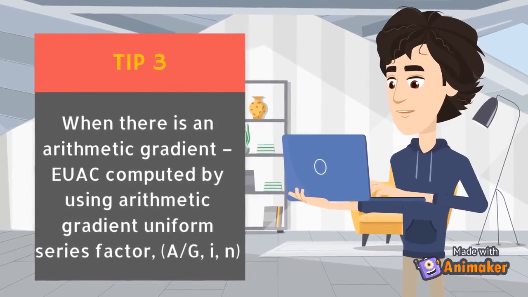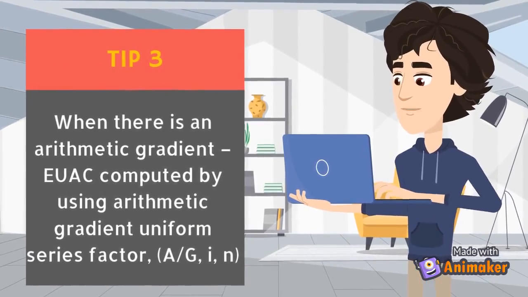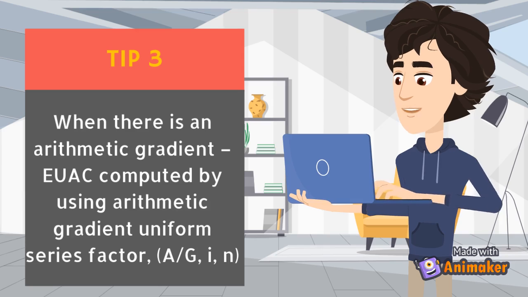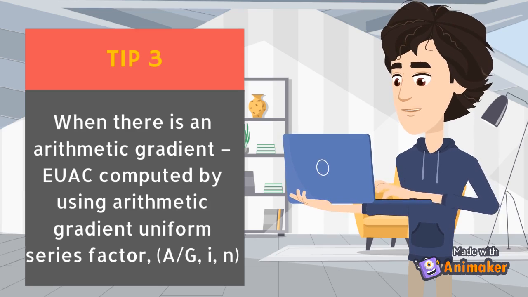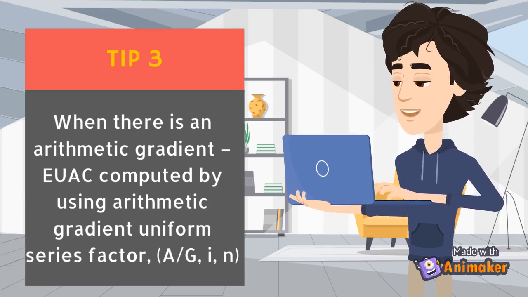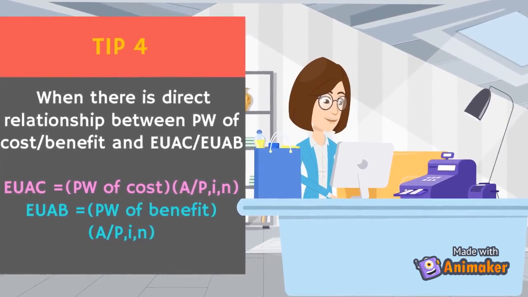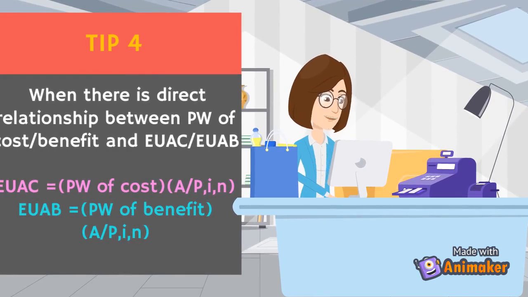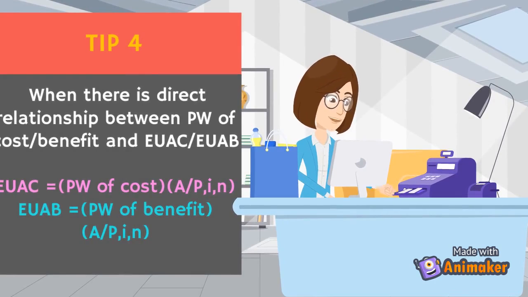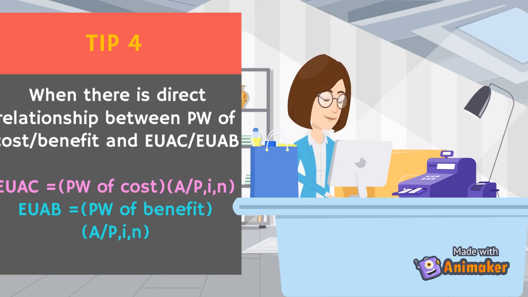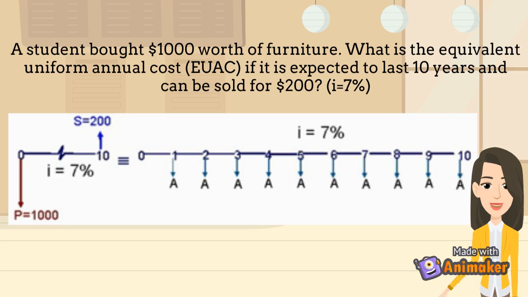Tip 3. When there's an arithmetic gradient, EUAC is computed by using the arithmetic gradient uniform series factor, which is (A/G, i, n). Tip 4 is when there is a direct relationship between present worth of cost or benefit and EUAC or EUAB. Below are the formulas for EUAC and EUAB. So let us go through the example for calculating the annual cost.